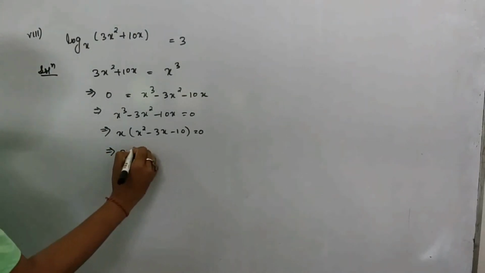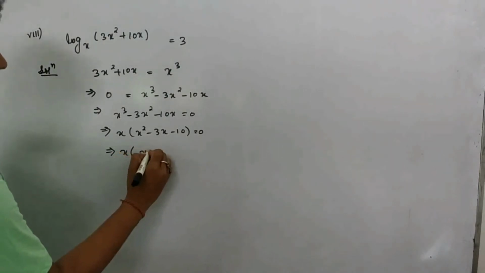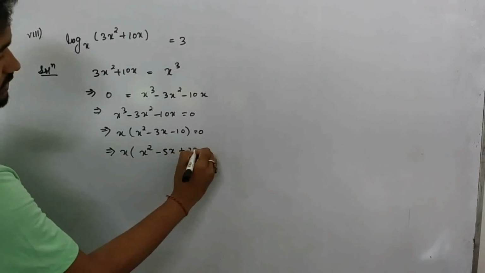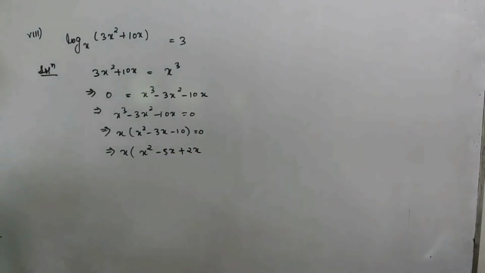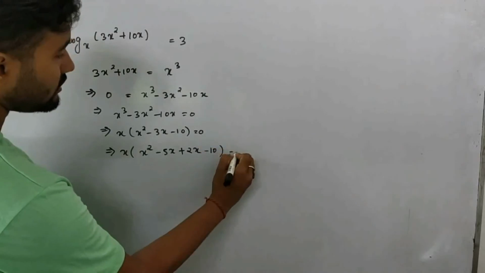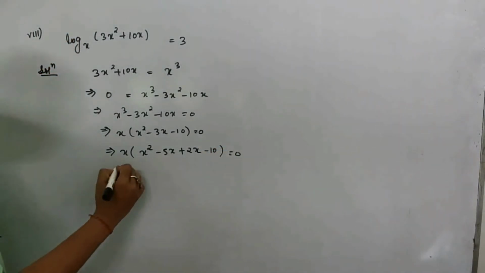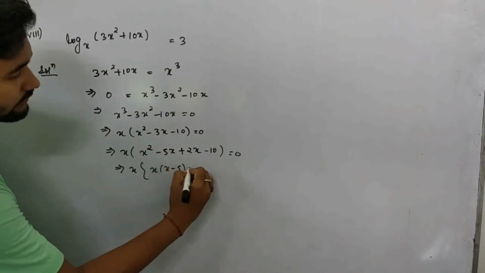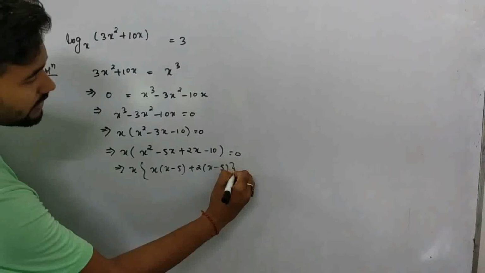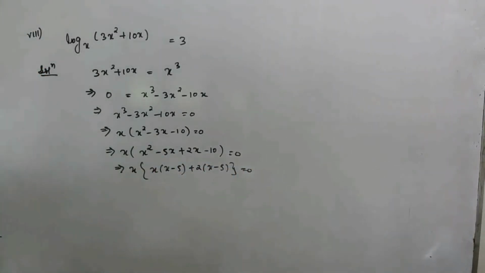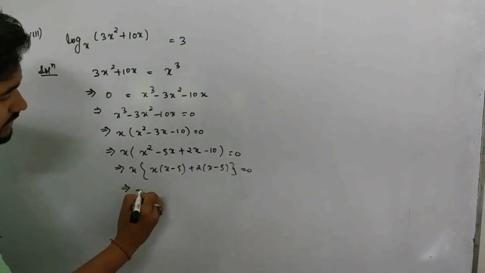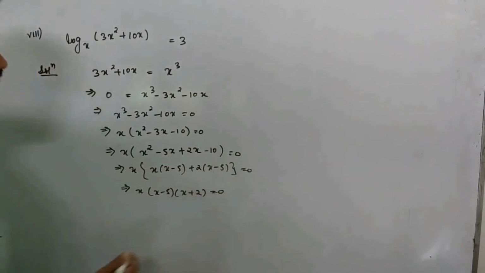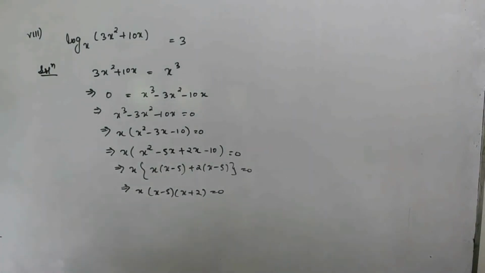How can I factorize? 10. 5 twos are 10, isn't it? That is minus 5x plus 2x. How much? 2, 3, 4, 5, minus 3x, yes. And then minus 10 is equal to 0. So which implies x minus 5 times x plus 2 is equal to 0. So that much we have got.